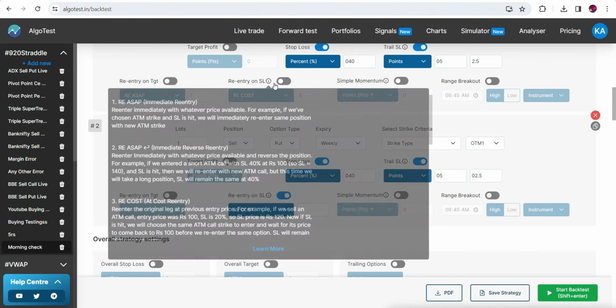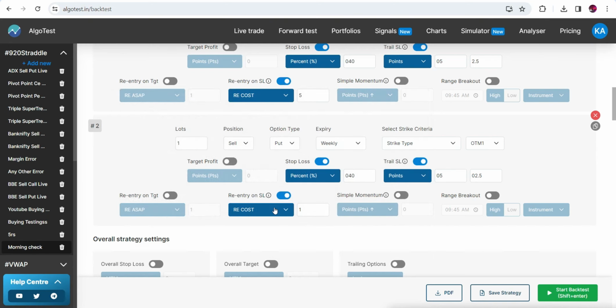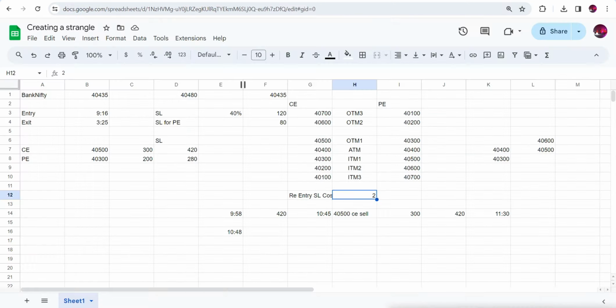Now the same case applies on the put side also. Let me explain again for the put side. On the put side, assume our first entry was at 200 at 9:16 in the morning, so our stop loss was 280. And it hit our stop loss at 10:48. Now it will wait to see if the price comes back again to 200.